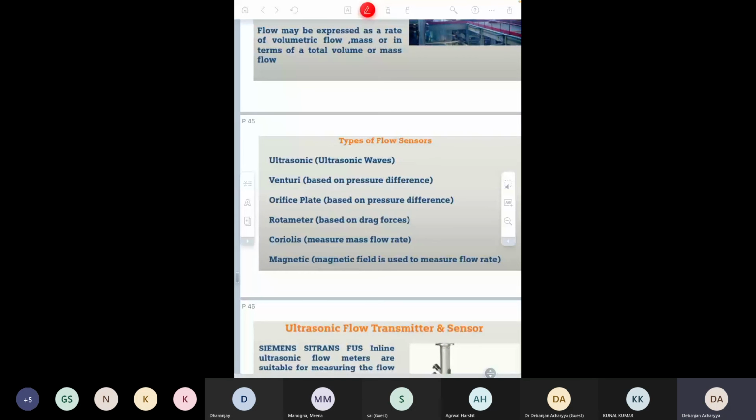Starting from ultrasonic to the differential pressure based flow measurement, that is Venturi, orifice, and Coriolis mass flow. There is Venturi and orifice. There is another kind of mass flow meter, the Coriolis mass flow meter. And the magnetic field is also used to measure the flow of a liquid which has magnetic particles.